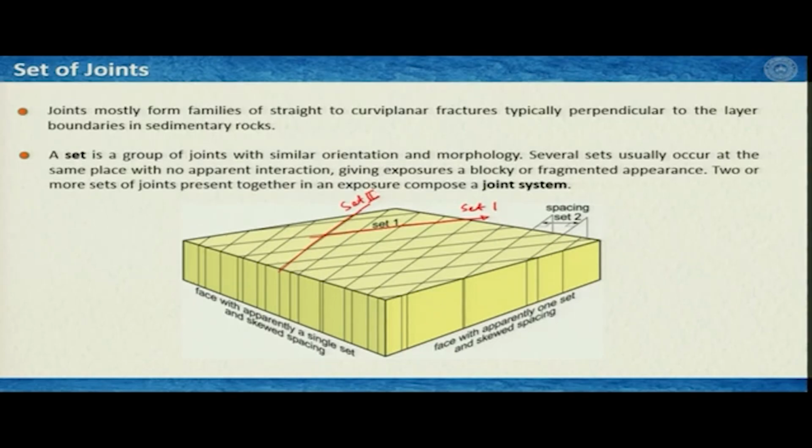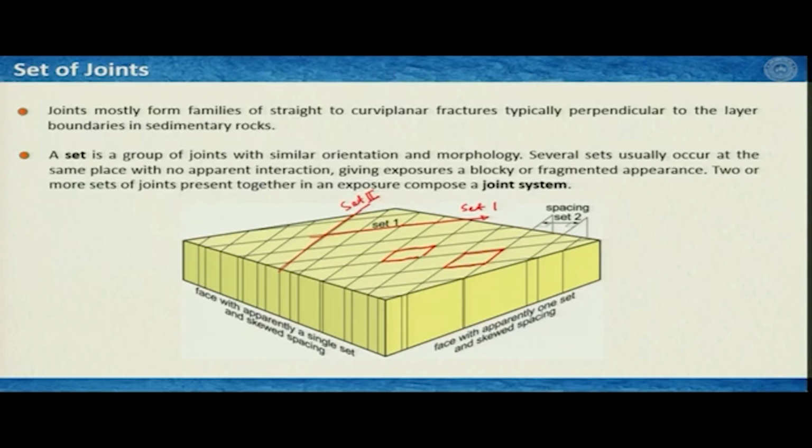Several sets usually occur at the same place with no apparent interaction, giving exposures a blocky or fragmented appearance, as you can see here. We will see some photographs soon. So you see this rhombic pattern, which can be squarish as well. If you see these fragmented appearances in the field, that means this rock is jointed.